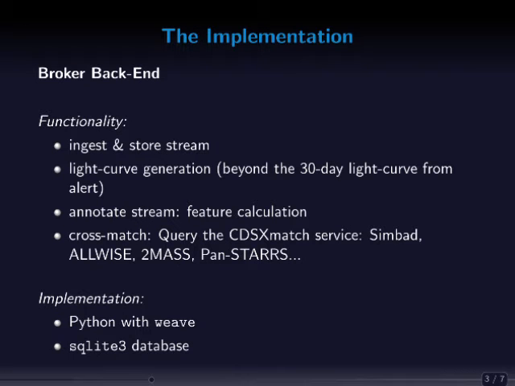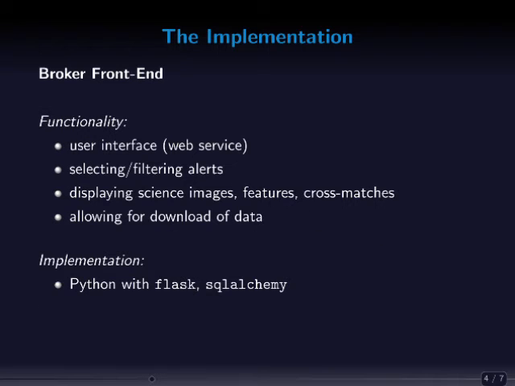The Point of Interest Broker is currently processing ZTF streams. The broker backend performs functionality such as ingesting and storing the stream, generating light curves beyond the 30-day light curve limit from the alert, annotating the stream by calculating light curve features, and performing catalog cross-matches. The backend is implemented in Python with Weave and uses a SQLite 3 database.